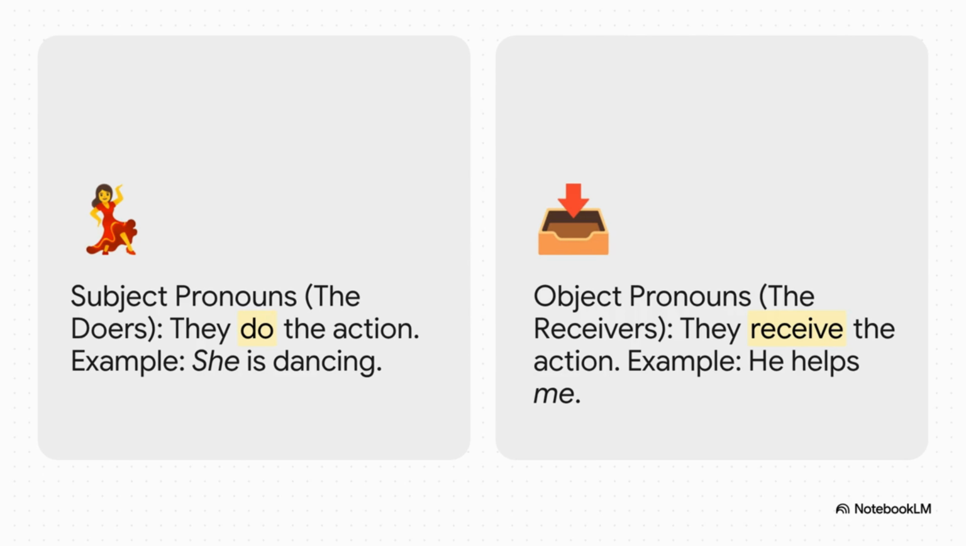And this slide lays it out perfectly. On the left, you've got your subject pronouns. These are the doers. I run. She is dancing. They left. On the right, you have the object pronouns. They are the receivers. He helps me. I called him. The subject does the action. The object receives it. It really is that simple.